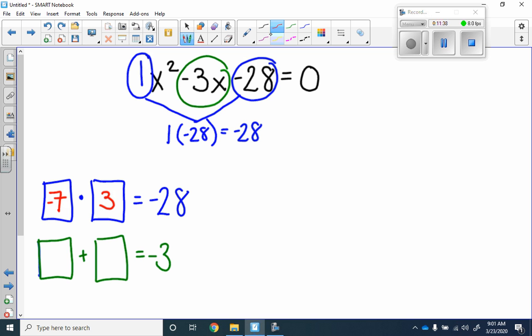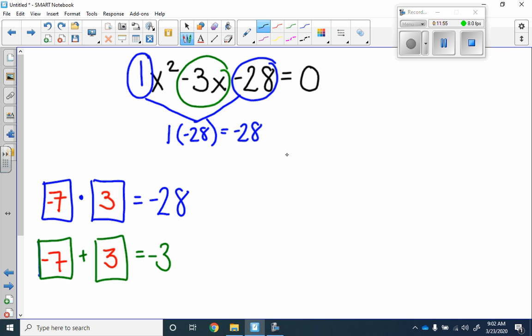If I remember where I'm at, negative 7 times 3 gives us negative 28. That also adds together to give me positive 3. Now notice that I did have to make a change, because originally I did positive 7 and negative 3. Well, that would not add together to be negative 3. So you've got to be careful about that.